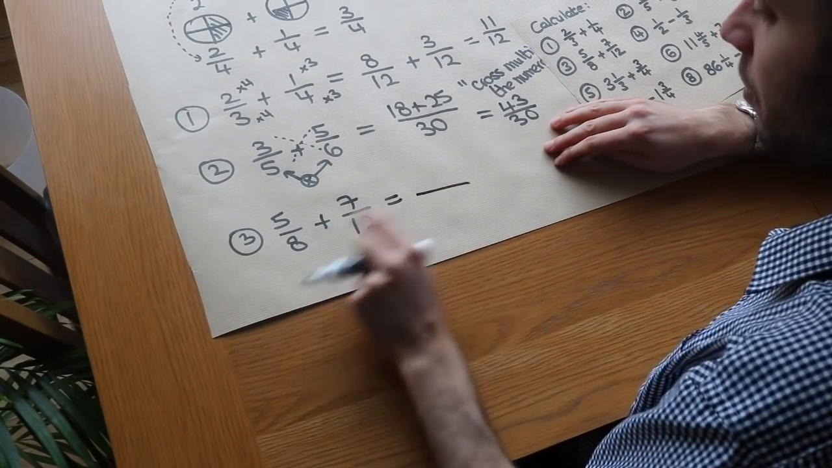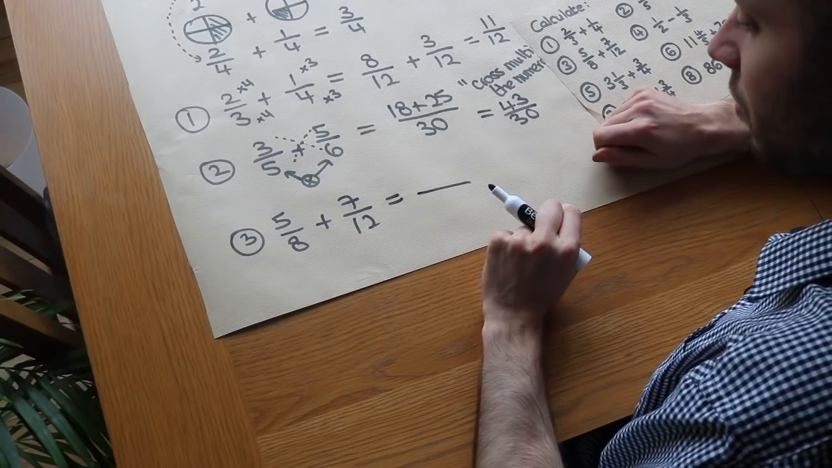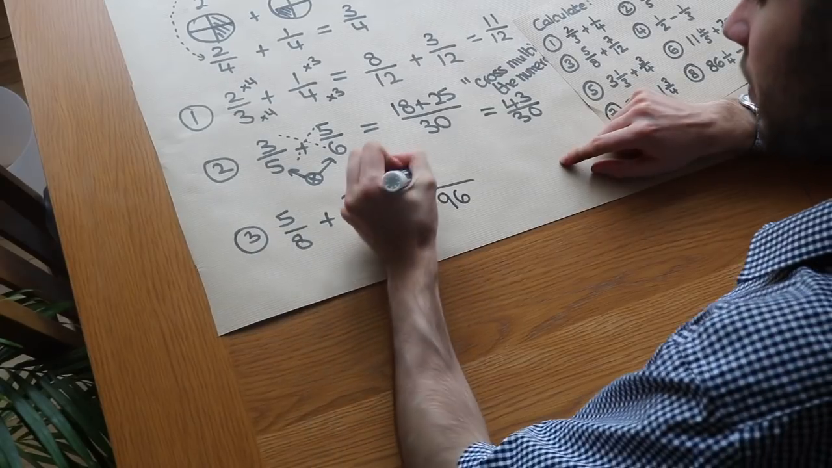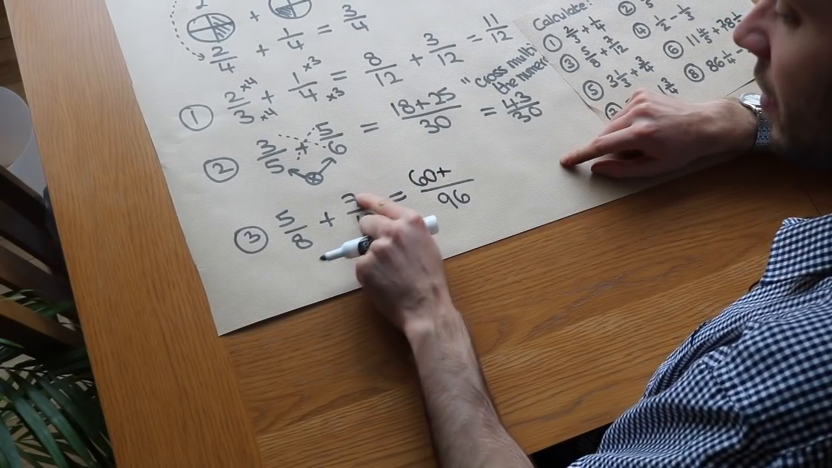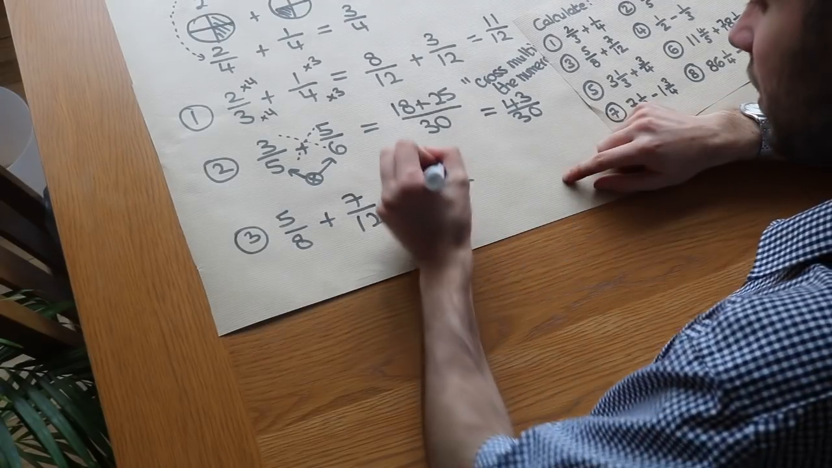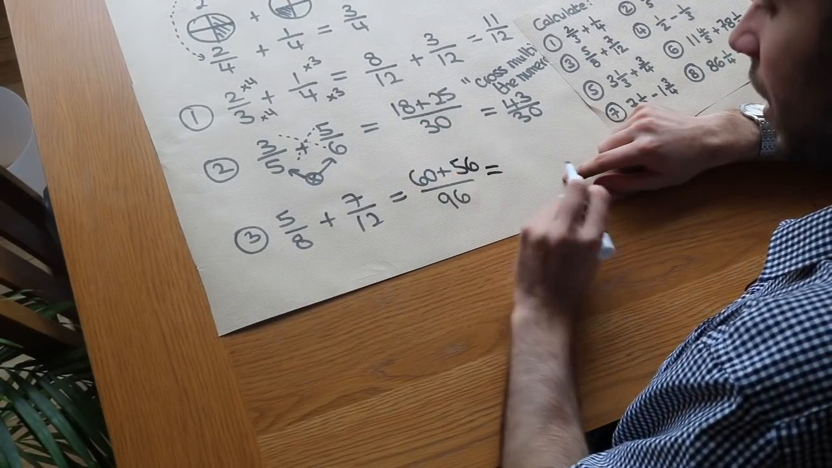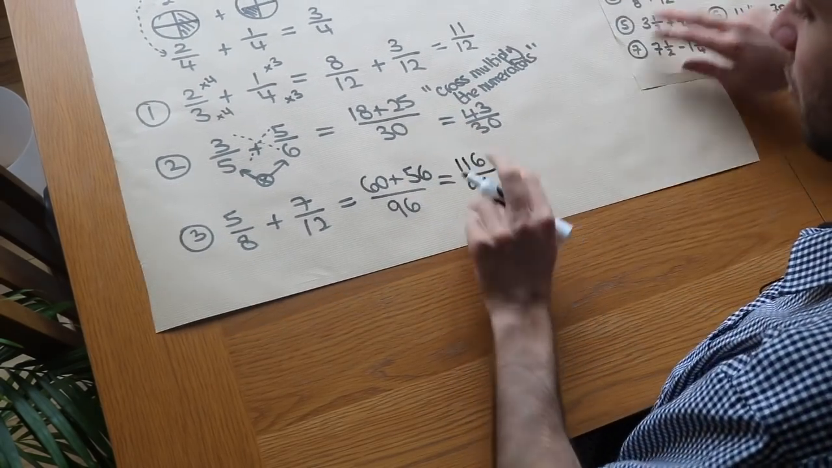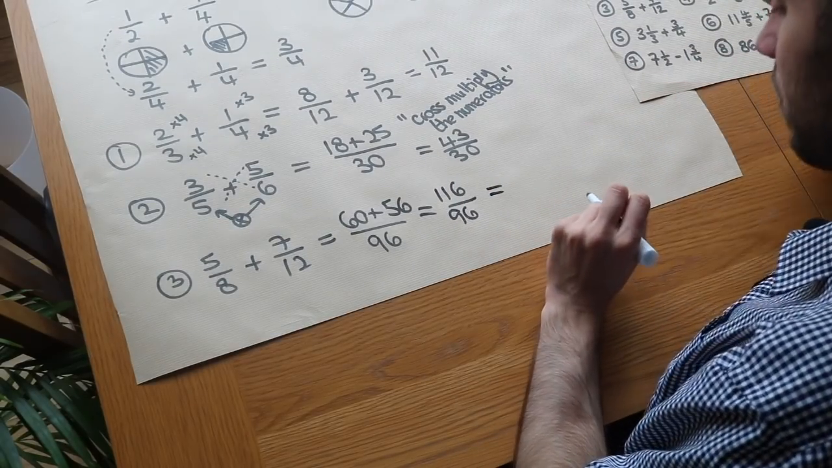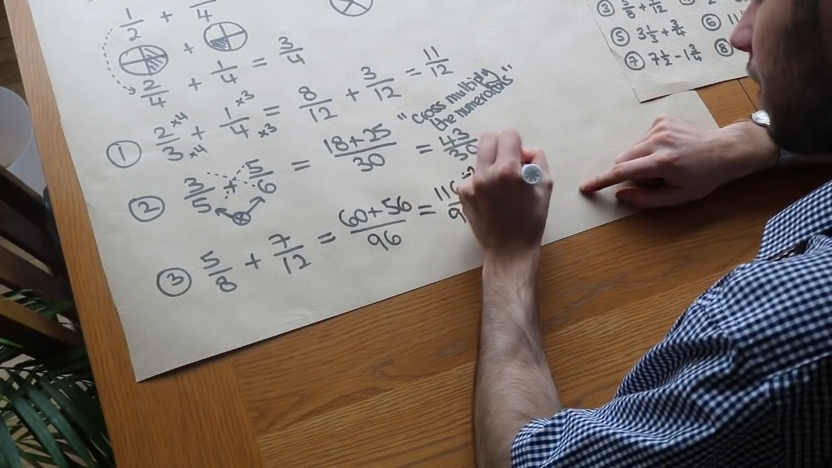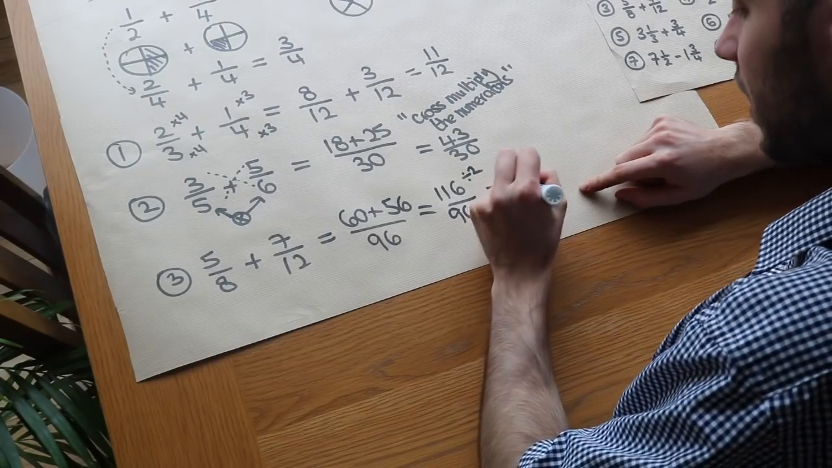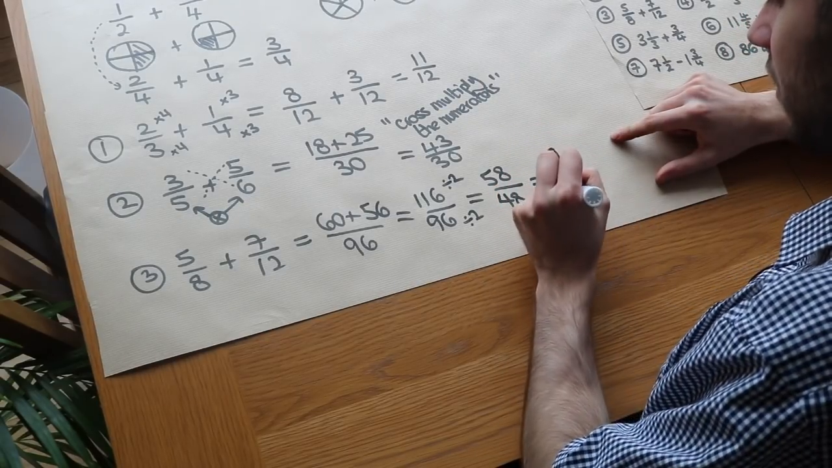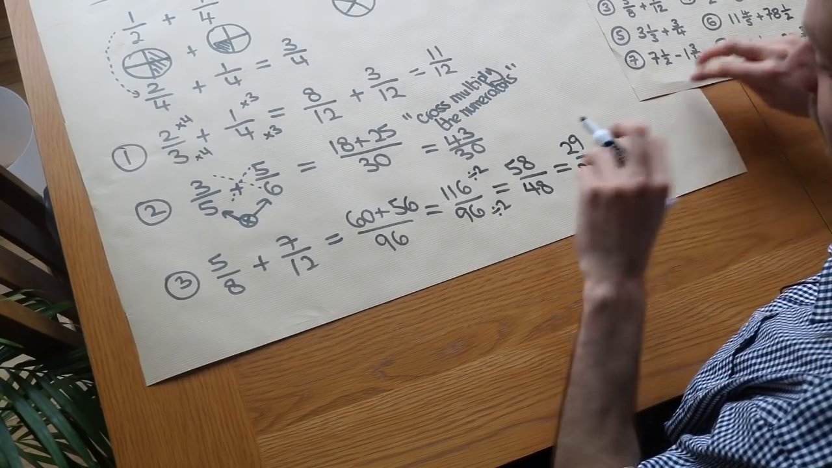cross multiplying the numerators and multiplying the denominators, well 8 times 12 is 96. And then we cross multiply the numerators, so 5 times 12 is 60, plus 7 times 8 is equal to 56. And then that gives us 116 at the top over 96. But now we have to simplify this. So we can divide top and bottom by 2, and that gives us 58 over 48. And we still have to divide by 2. So we now get 29 over 24, and we've now simplified as much as we can.